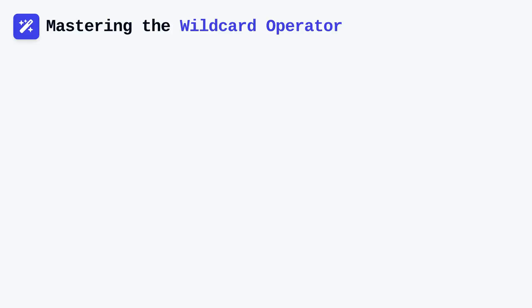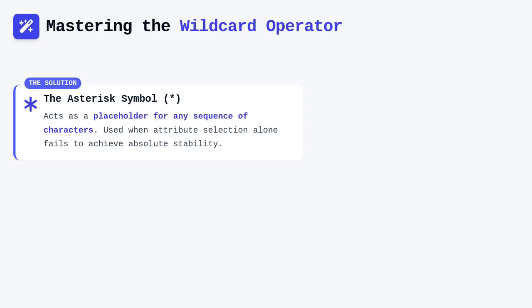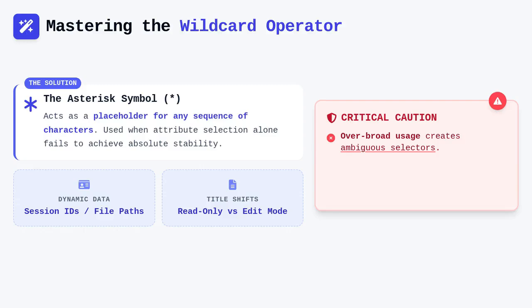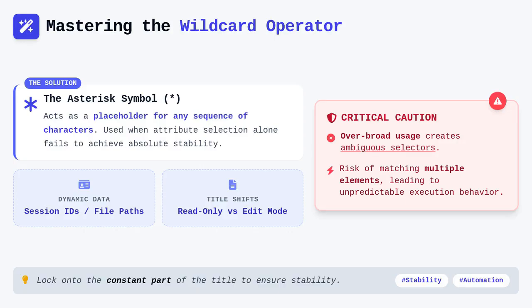When absolute stability is not possible through attribute selection alone, we turn to the wildcard operator, commonly denoted by the asterisk symbol. This character acts as a placeholder for any sequence of characters, making it incredibly effective for attributes that contain varying data, such as dynamic session identifiers or file paths. If a window title changes based on whether a document is in read-only mode, using a wildcard allows the engine to ignore the prefix or suffix shift and lock onto the constant part of the title. However, exercise caution. If you make your wildcard usage too broad, you risk creating an ambiguous selector that could inadvertently match multiple elements on the screen, leading to unpredictable behavior during execution.